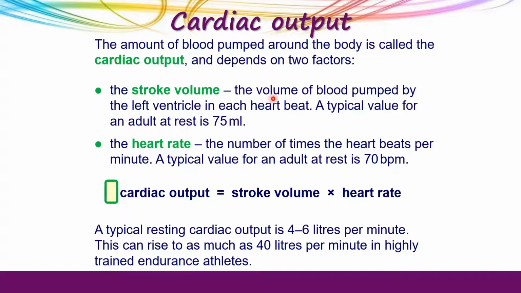Stroke volume is the volume of blood pumped by the left ventricle in each heartbeat, right? A typical value for an adult at rest is 75 milliliters. So during each heartbeat, the left ventricle pumps out 75 milliliters of blood. Heart rate is the number of times the heart beats per minute. A typical value for an adult at rest is 70 beats per minute, right? So both of these contribute to cardiac output, stroke volume and heart rate.